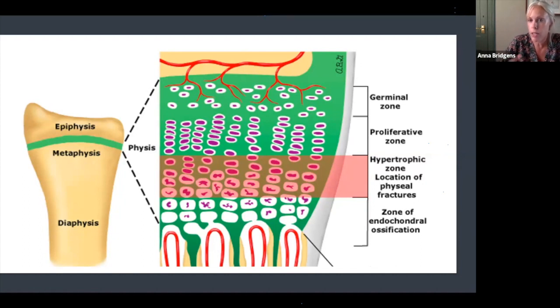The growth plate is split into four main layers. Starting from the epiphysis and working downwards, you have the germinal or resting zone, and then the proliferative zone. That area has a lot of extracellular matrix, so it's very strong and can resist lots of shear forces. But then you come down into the hypertrophic zone, where there is less extracellular matrix, and this is more susceptible to shear forces and therefore fractures. The last layer is where the chondrocytes ossify and you have endochondral ossification, at the metaphyseal side of the growth plate. So I hope that is clear.